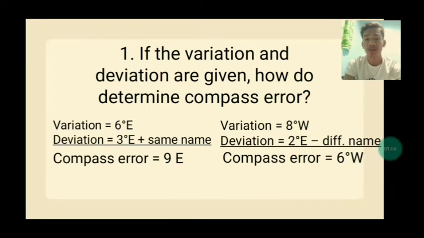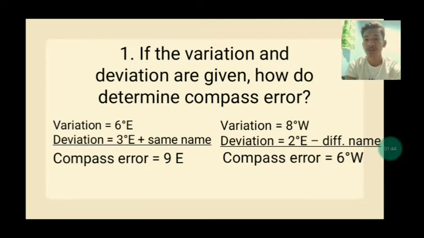If our variation and deviation have the same name, what we're going to do is copy the direction. And if the variation and the deviation have different names, we will determine which is the greater value, and that's the direction we're going to use.